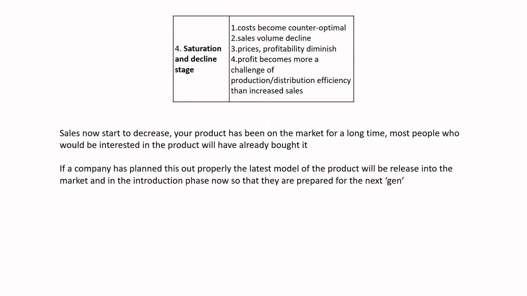What you can do here is, if companies plan it out right, they'll bring out the latest model or they'll bring out the update. Just as they start to see a decline, they'll bring out the new model. So there's not a big dip. Or it might just be that you cut your losses and you move on.